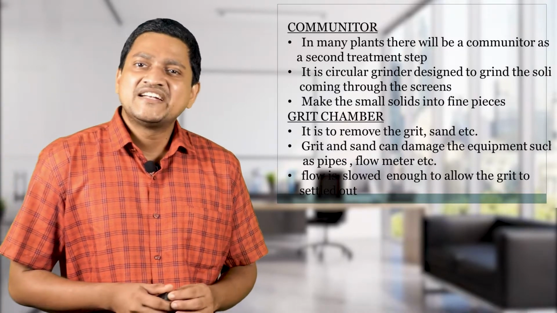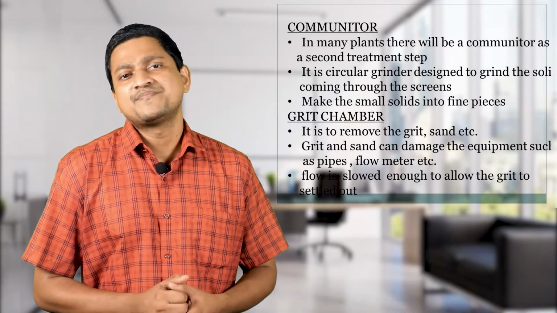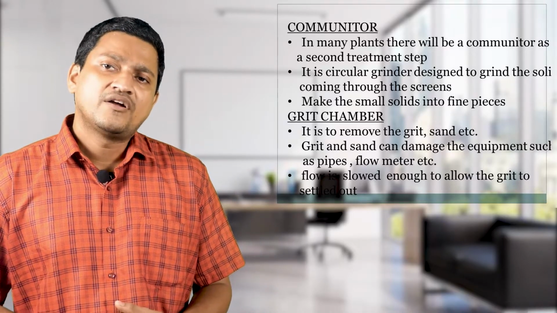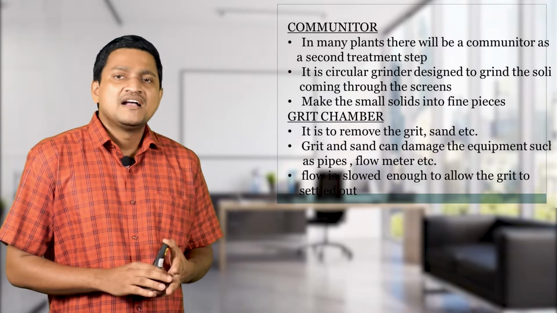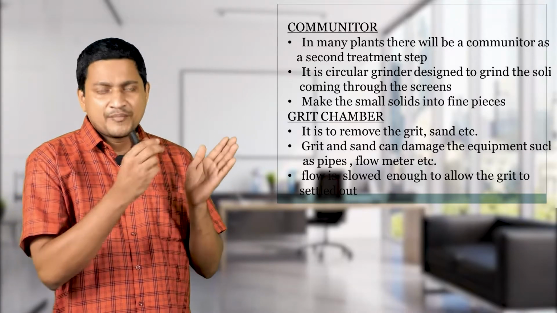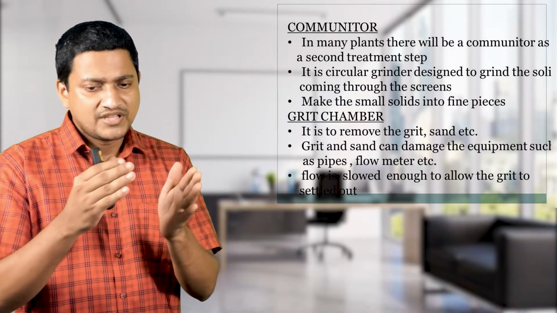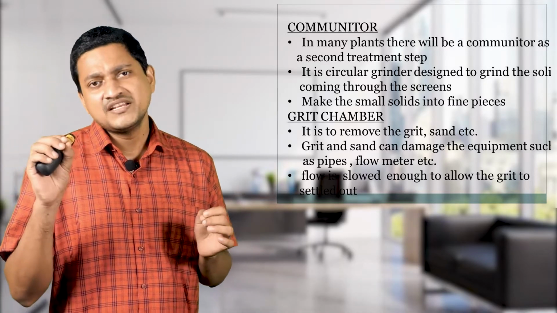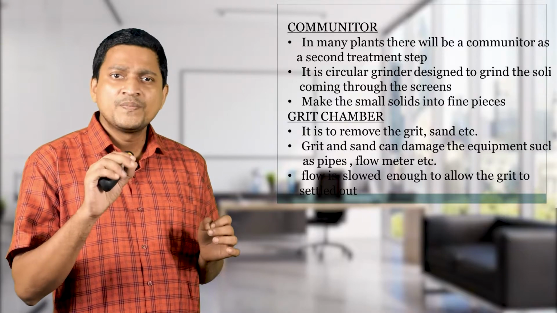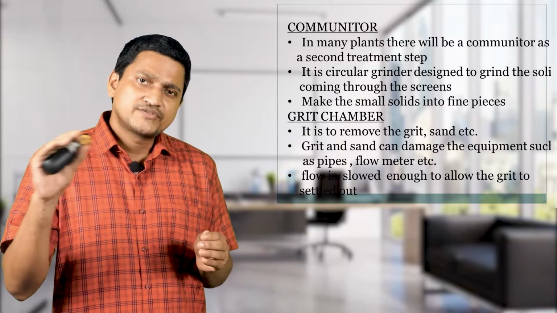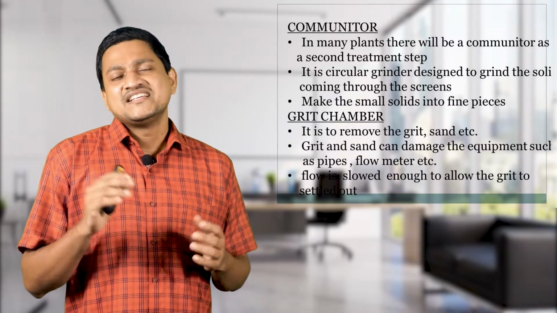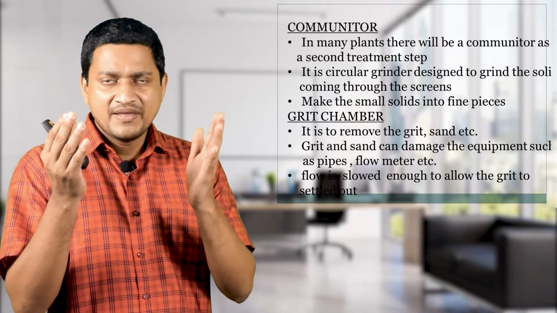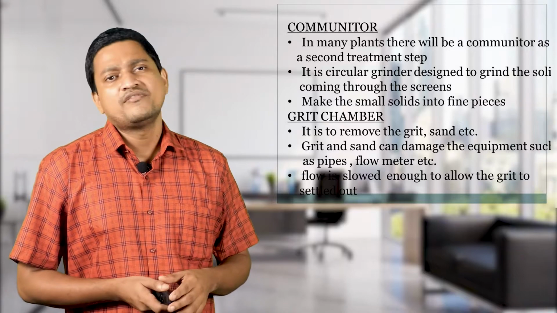Grit and sand can damage equipment such as pipes, flow meters, etc. Flow is slowed enough to allow the grit to settle down. After the comminutor, the water will come to the next chamber, that is called a grit chamber. The flow rate of wastewater is very slow. Due to this very slow flow rate, the sediments, that is fine grit, sand, etc., will settle down at the bottom of this grit chamber.